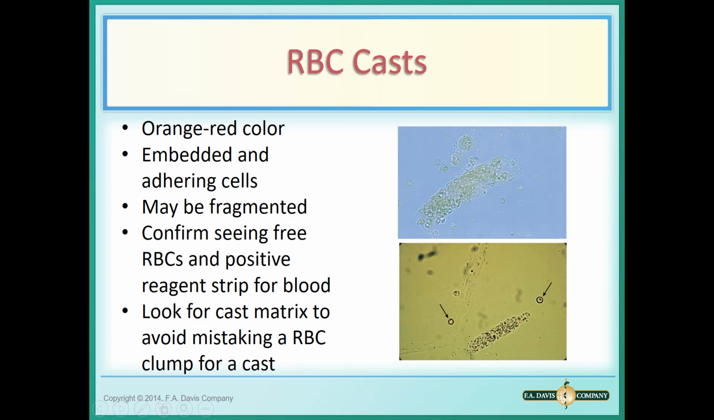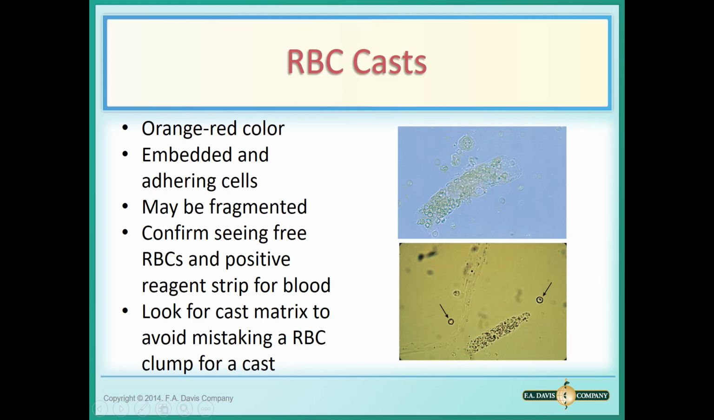So we typically, though, if we suspect a red cell cast, we're going to see free red cells as well. There's a red cell there, and a red cell there, red cell there. You don't typically see a red cell cast without red cells in the urine. Also, you're not going to see a red cell cast if you don't have positive for blood. It's going to react with the blood on the dipstick.